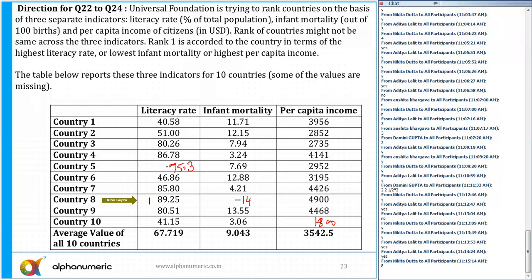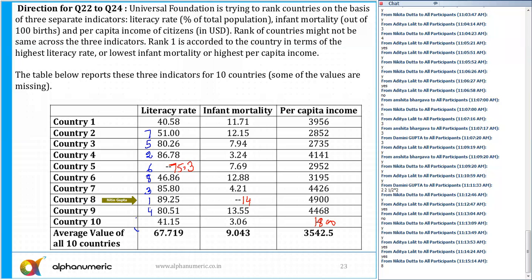Then rank 2 is this country 4. 86.78. Then 85.80 is 3. Okay. Then so on. Fourth is 80.51. This is 4. Fifth is 80.26. Then sixth is, I think, 75.3. Seventh is, after this, it is 51. Then eighth is 46.86.